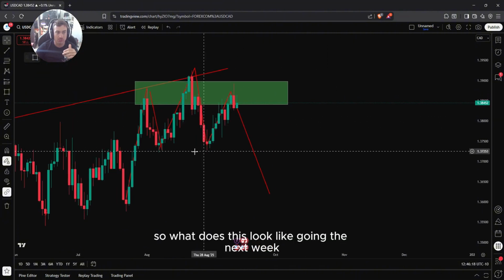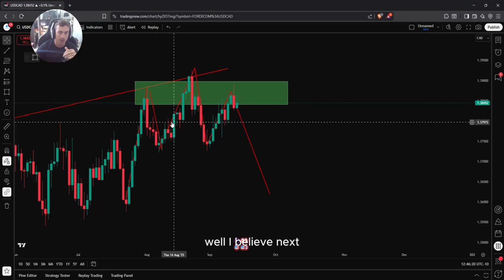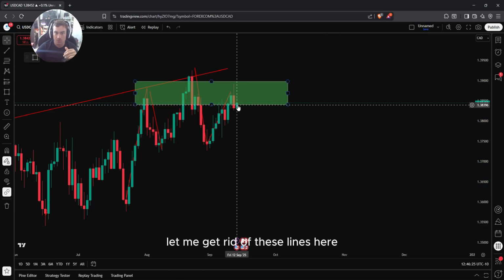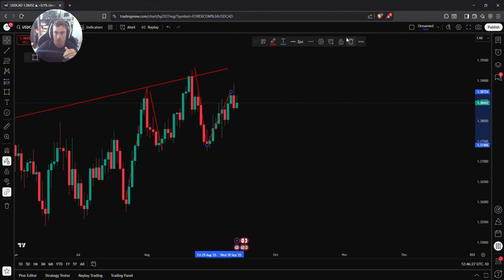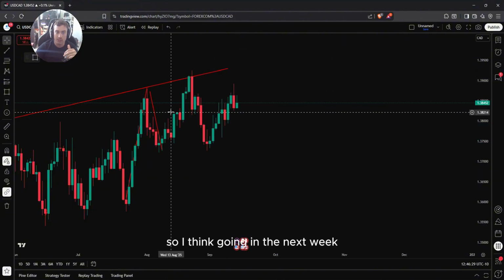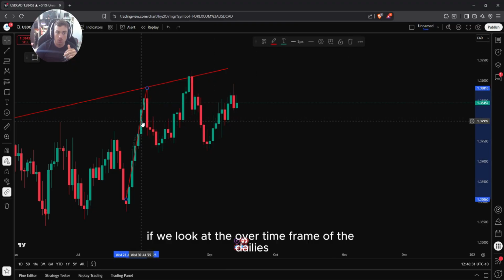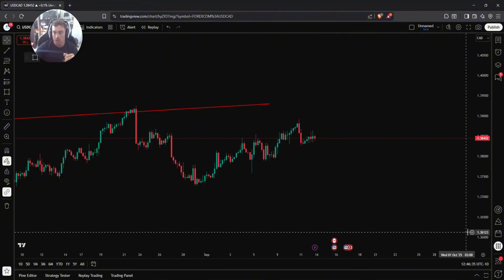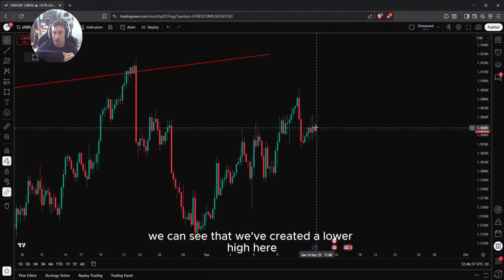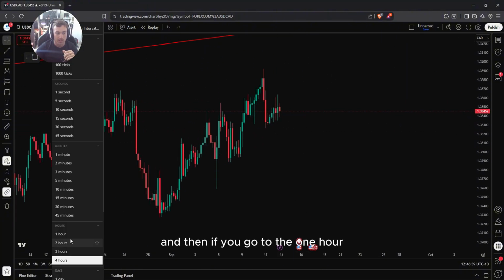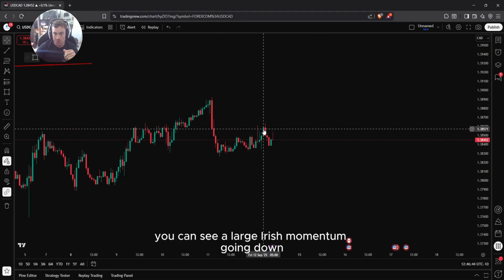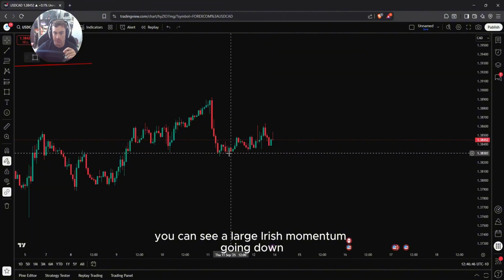So what does this look like going into next week? Well, I believe next, let me get rid of these lines here. So I think going into next week, if we look at the lower time frame of the daily, so let's go ahead and drop to the 4 hour. We can see that we've created a lower high here. And then if we go to the 1 hour, we can see a large bearish momentum going down.